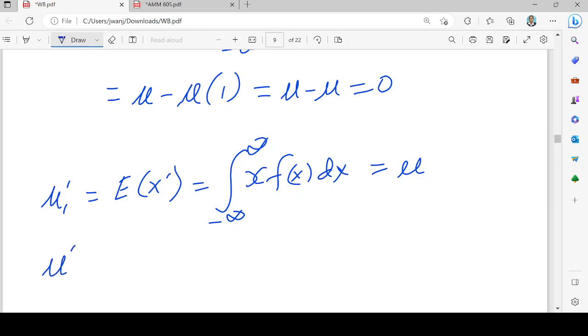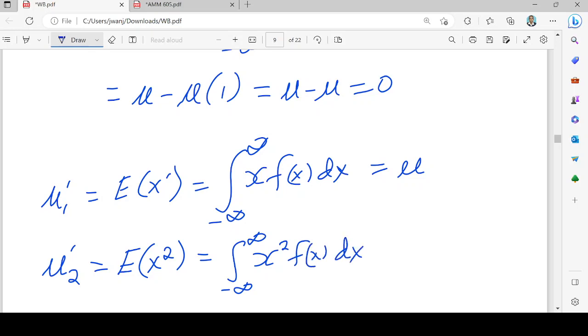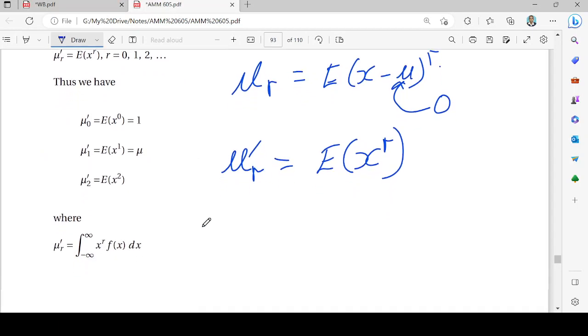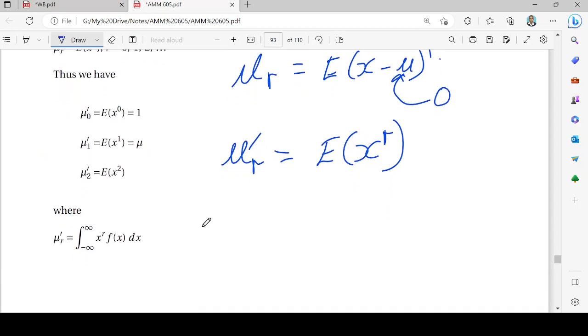If we find mu prime 2, the second moment about the origin, x raised to the power of 2, we get the integral from minus infinity to infinity of x squared f of x dx. We can easily work out this integral, which will give us the second moment about the origin. So in general, the r-th moment about the origin is given as the integral from minus infinity to infinity of x raised to the power of r times f of x. Then we integrate with respect to x.